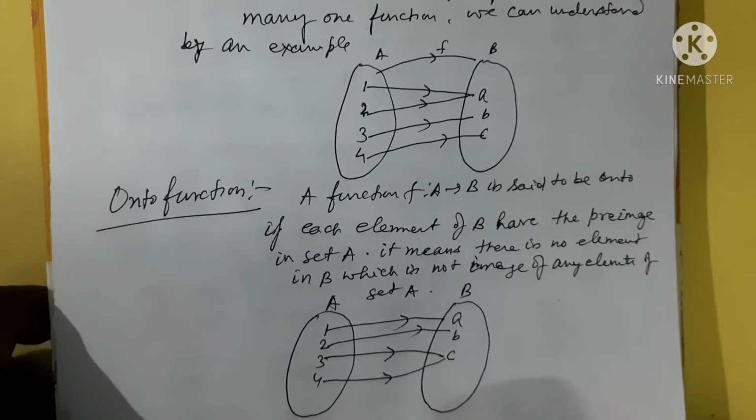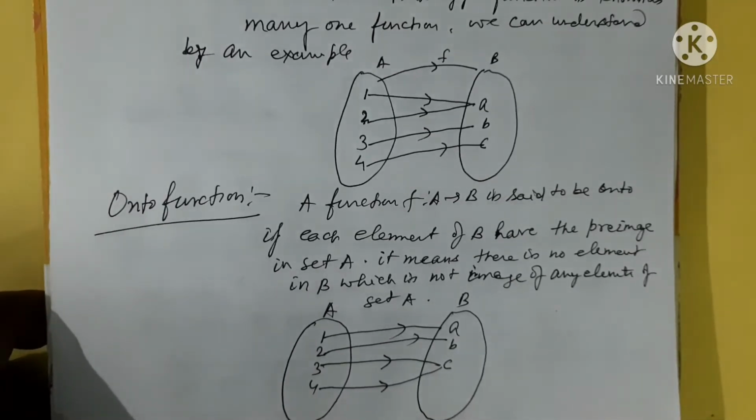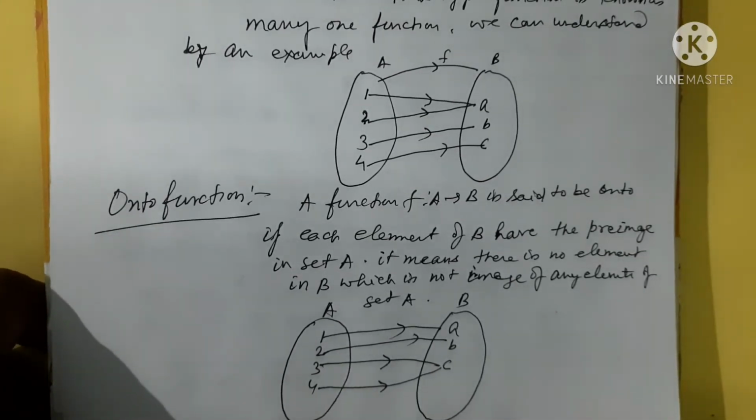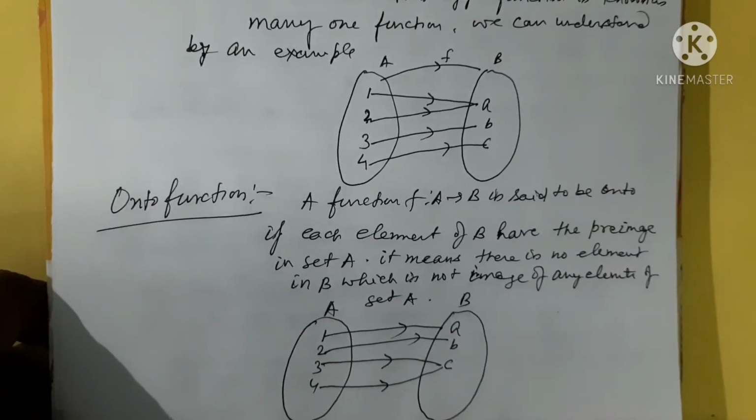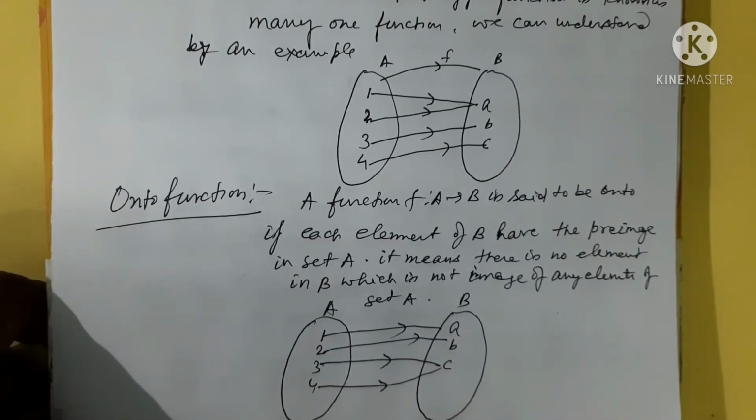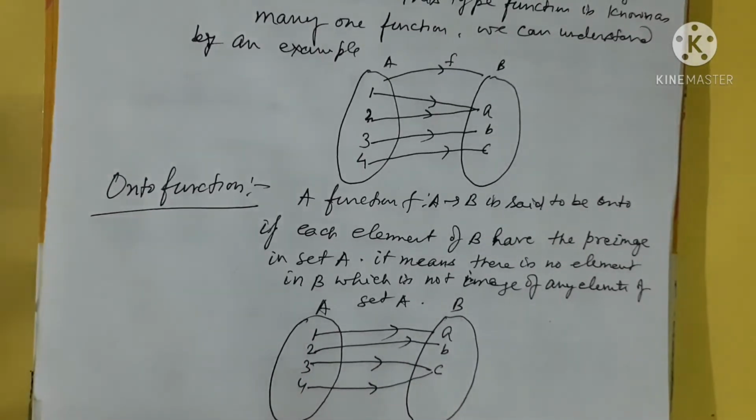So this is all about the one-one, many-one and onto functions which are used in activity 3 and 4. Try to understand by using this concept of one-one, many-one and onto function and solve activity 3 and 4.